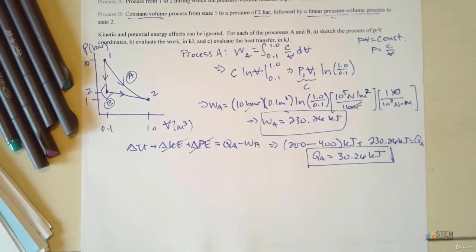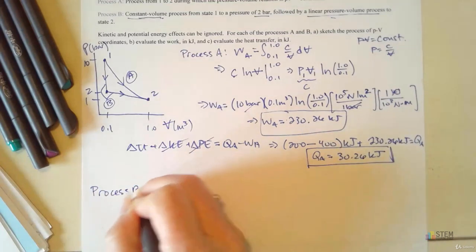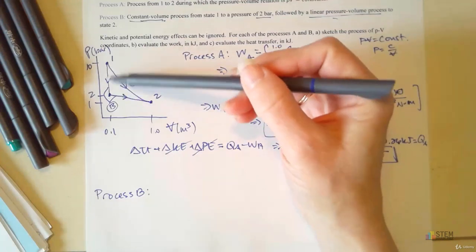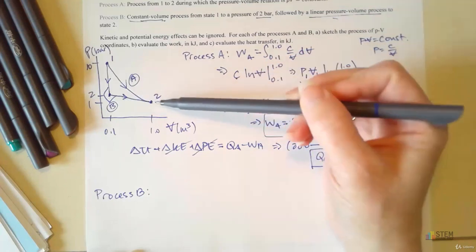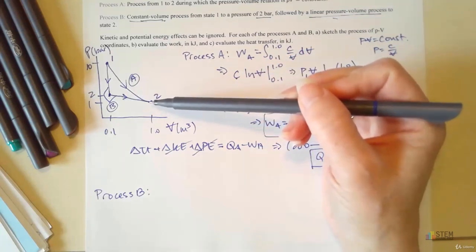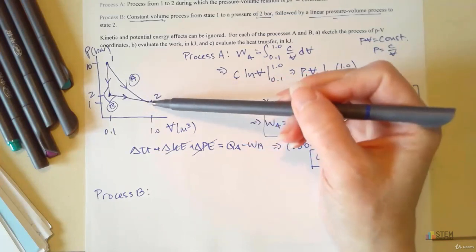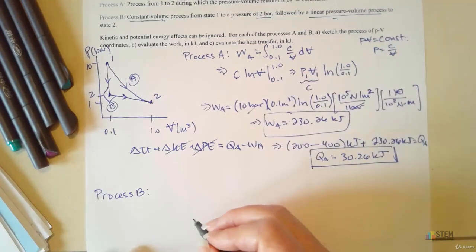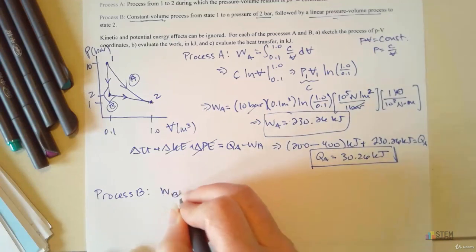Now let's do the same thing for process B. Now this one, process B, this first part here was constant volume. There's no work done on this one right here. Now this one does have a volume change. All right, so for this one, since this just says a linear relationship, we're just going to take the average for our pressure and do it that way.